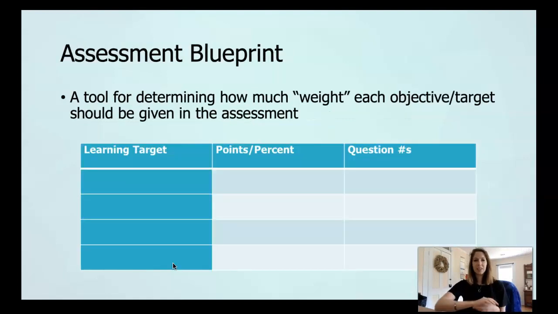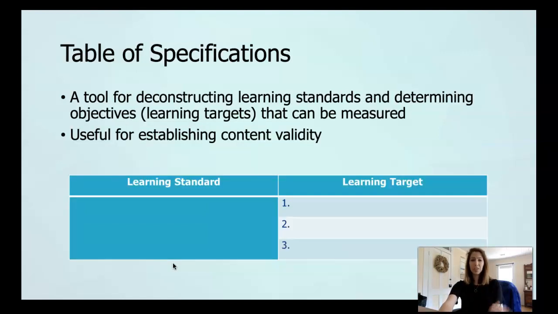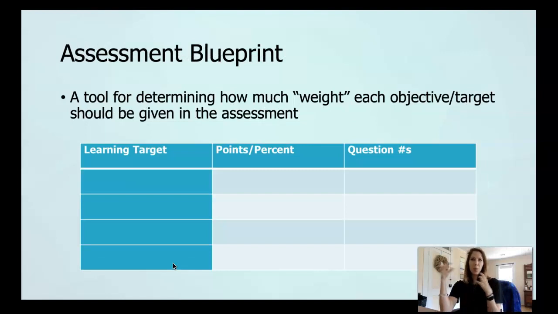So an assessment blueprint is a tool that you can use to determine, based on the learning targets that you've chosen from your table of specifications, how many points or what percentage you are going to assign to each learning target, and which items or question numbers on your assessment you are going to match up to each learning target?